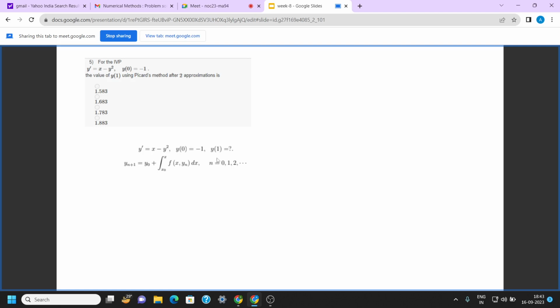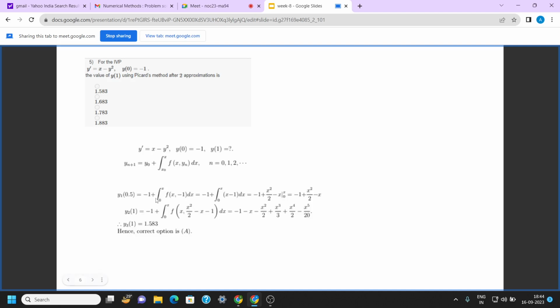Okay. So here n equal to 0, that is y naught, the starting point, that is the initial value. Then when you substitute n equals 1, you will get the next approximation. And when you substitute n equals 2, you will get the next approximation. So you have to go till n equals 2. So at n equals 1, that is y1. First you have to calculate y1 using the given y0, then you have to calculate y2.